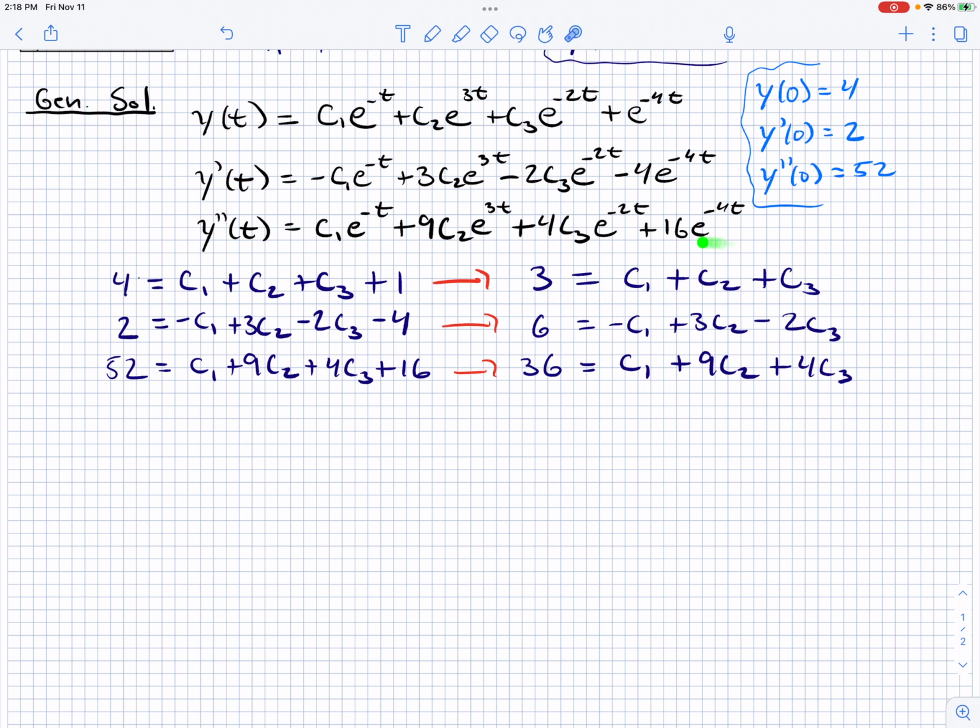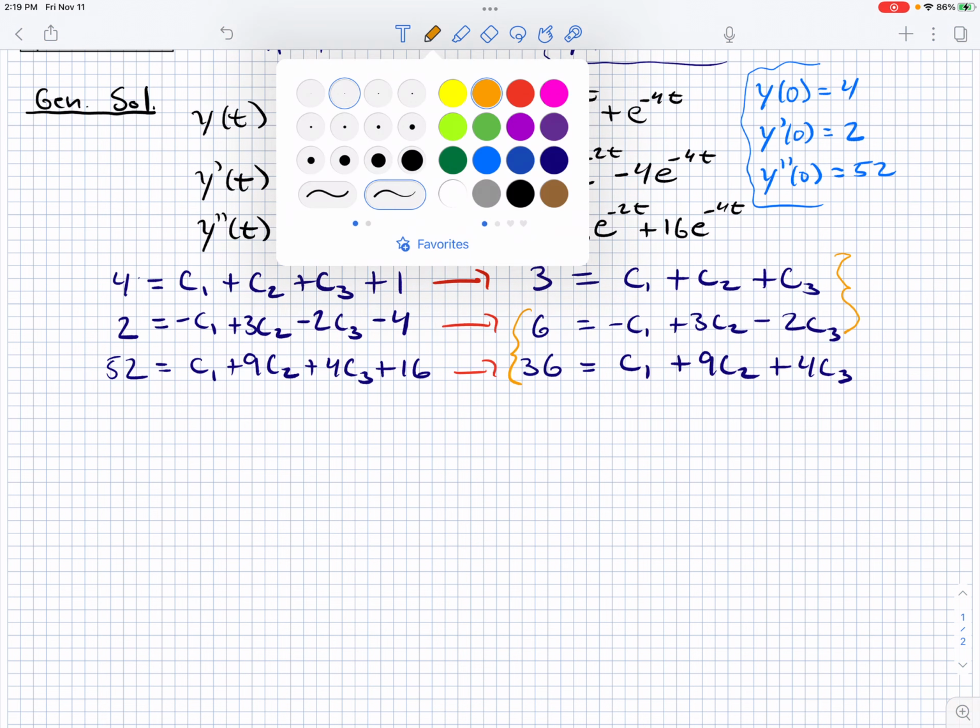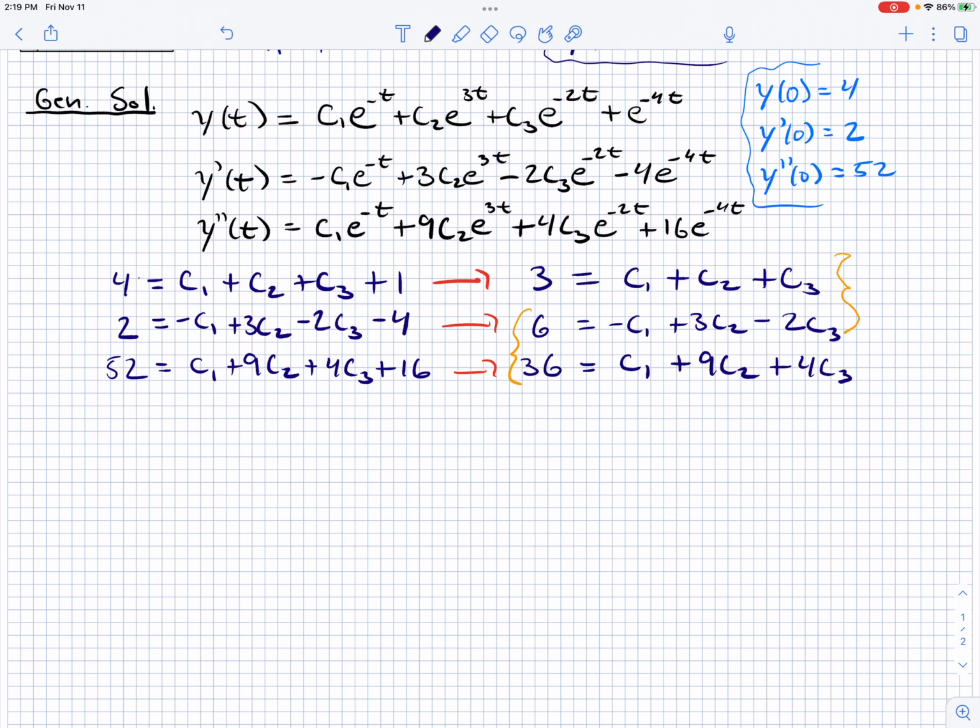Alright, so now we have our system of equations where all we need to do essentially is find C1, C2, C3, and then we will have our solution to the initial value problem. We just plug it into the general solution. So, to make this as easy as possible, I notice the first two equations, if I add them together, the C1s will cancel out. And similarly, if I add the second and third equation. So I'm going to do that, and that will leave me with two equations with only C2 and C3.